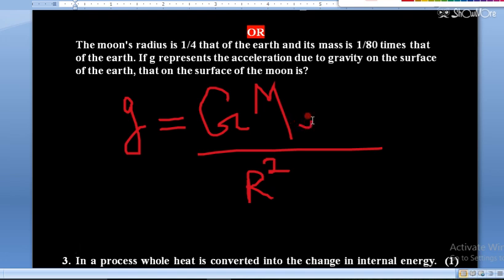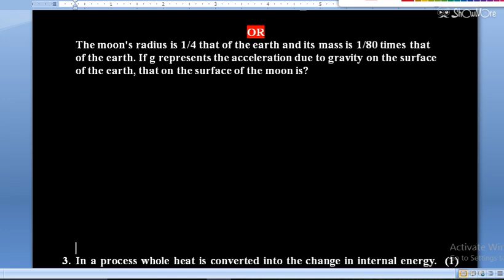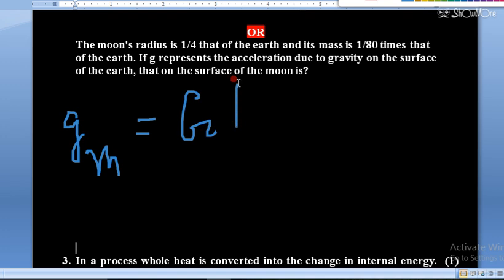Can I write it as G, ME and RE, and this is gE. So gE is equal to G into ME by RE square. This is the normal acceleration due to gravity formula for Earth. Now we are going to find it for the moon. So for the moon, let's write gM here. Easy questions are there, but some students got confused. So gM is equal to the gravitational constant, that is capital G, into the mass of the moon. Now we have to write here the mass of the moon.